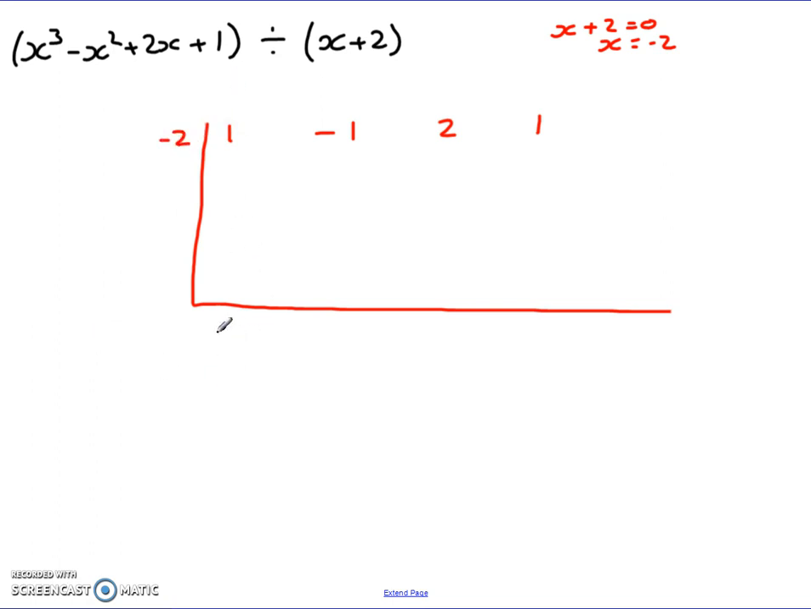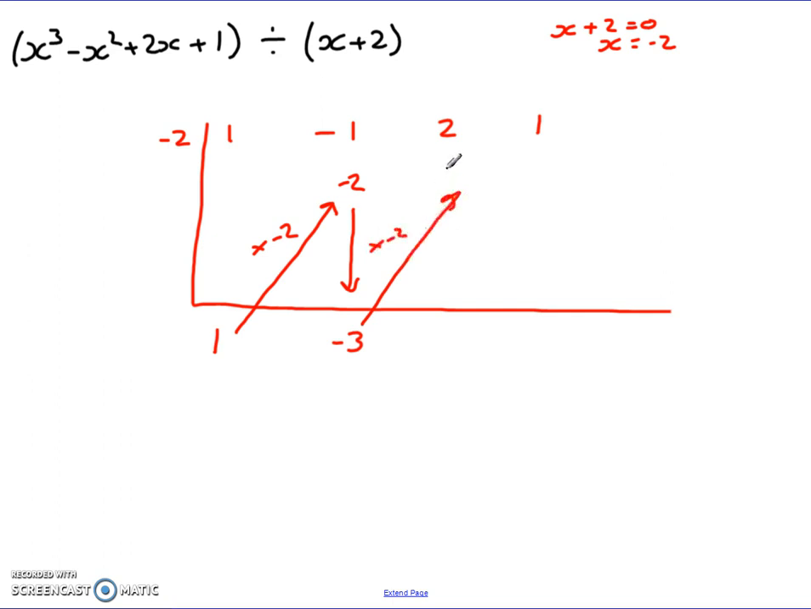Now we start by bringing our first value down here. We then go back up and remember this one is multiplied by whatever's out here. So in this case it's times negative 2, so I've got negative 2 there. I then go down this way treating it like a chimney sum. So I've got negative 1 plus negative 2, so negative 1 take away 2, I get negative 3.